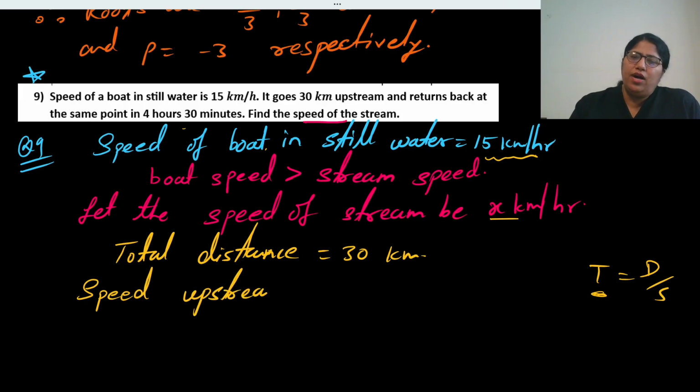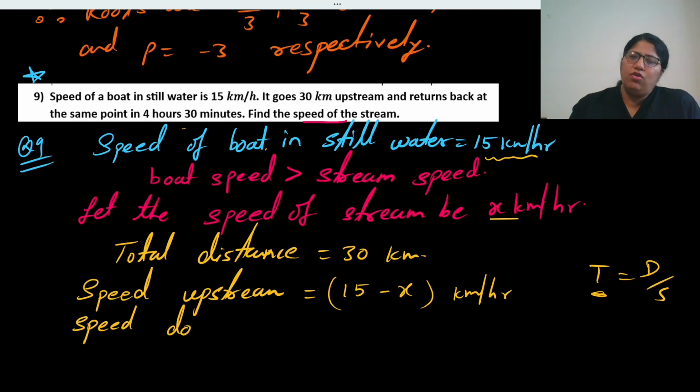Remember, whenever you are going against the stream, you are going up, speed will slow down. How much will it slow down? It is based on the speed of the stream. So 15 minus x will be the speed in upstream, and what is going to be the speed downstream? Downstream means you are going down automatically.